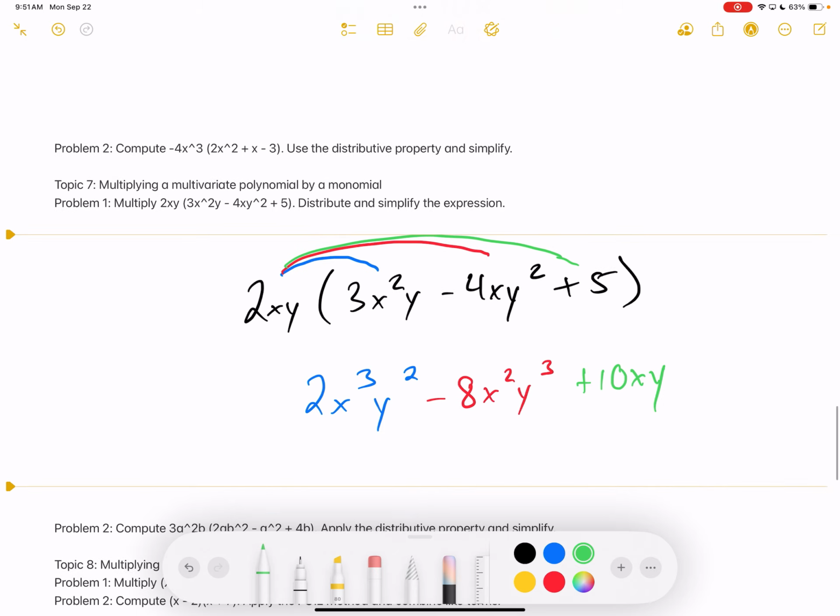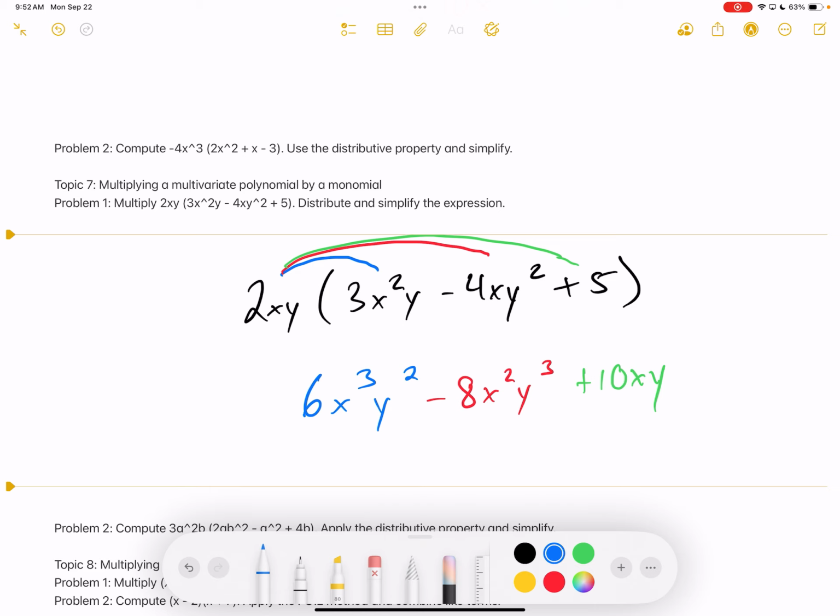How come you didn't have to do 2 times 3? Why did you have to do 2 times 3? I should have. My bad. Yeah, 2 times 3. I forgot to write 6 there. So 2 times 3 is 6.